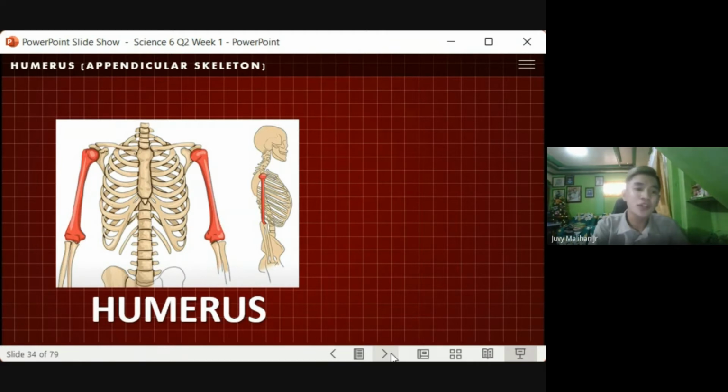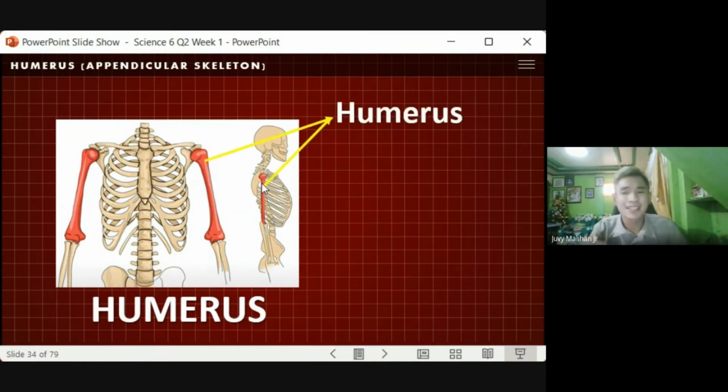Right? So ito yung humerus natin, class. Yan. Okay, so the upper arm, class, has one long bone. Ito. Alright? Which is called now the humerus. Okay? And as you can see sa baba, meron tayong two bones na nakikita. Ito, class. Yung two bones natin. At anong tawag natin dyan? Those are radius and ulna.